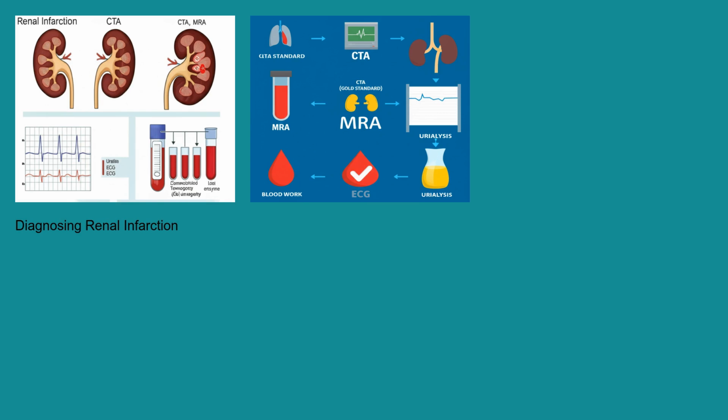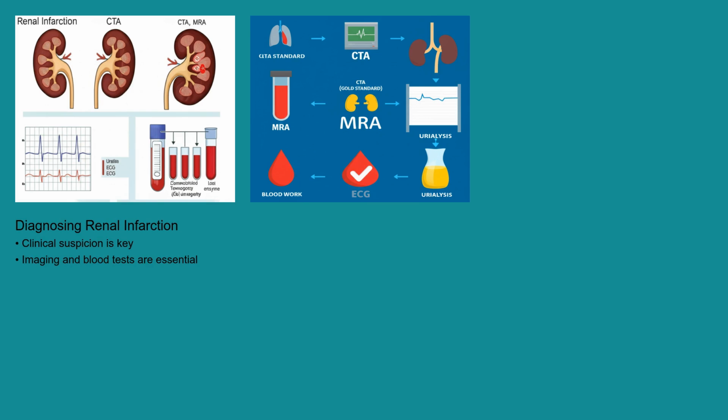Diagnosing renal infarction requires a high degree of clinical suspicion and often involves a combination of imaging and blood tests. A computed tomography angiography, or CTA scan, is the gold standard for diagnosis. This specialized CT scan uses contrast dye to visualize the renal arteries and identify any blockages. Magnetic resonance angiography, or MRA, is an alternative imaging technique, although it may not be as sensitive as CTA.